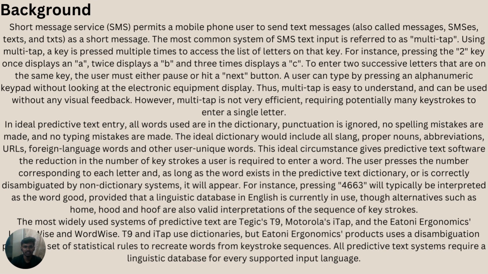This ideal circumstance gives predictive text software a reduction in the number of keystrokes the user is required to enter for a word. The user presses the number corresponding to each letter, and as long as the word exists in the predictive text dictionary or is correctly disambiguated by non-dictionary systems, it will appear. For instance, pressing 4663 will typically be interpreted as the word good, provided that a linguistic database for English is currently in use. Though alternatives such as home, hood, and hoof are also valid interpretations of the sequence of keystrokes.